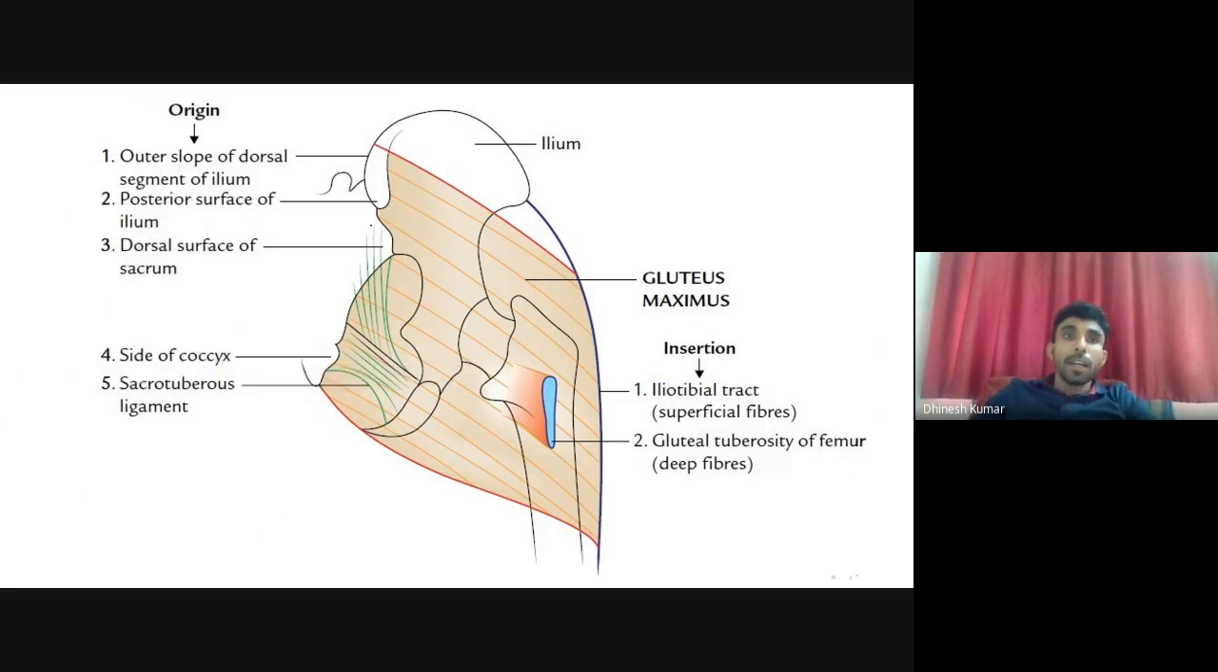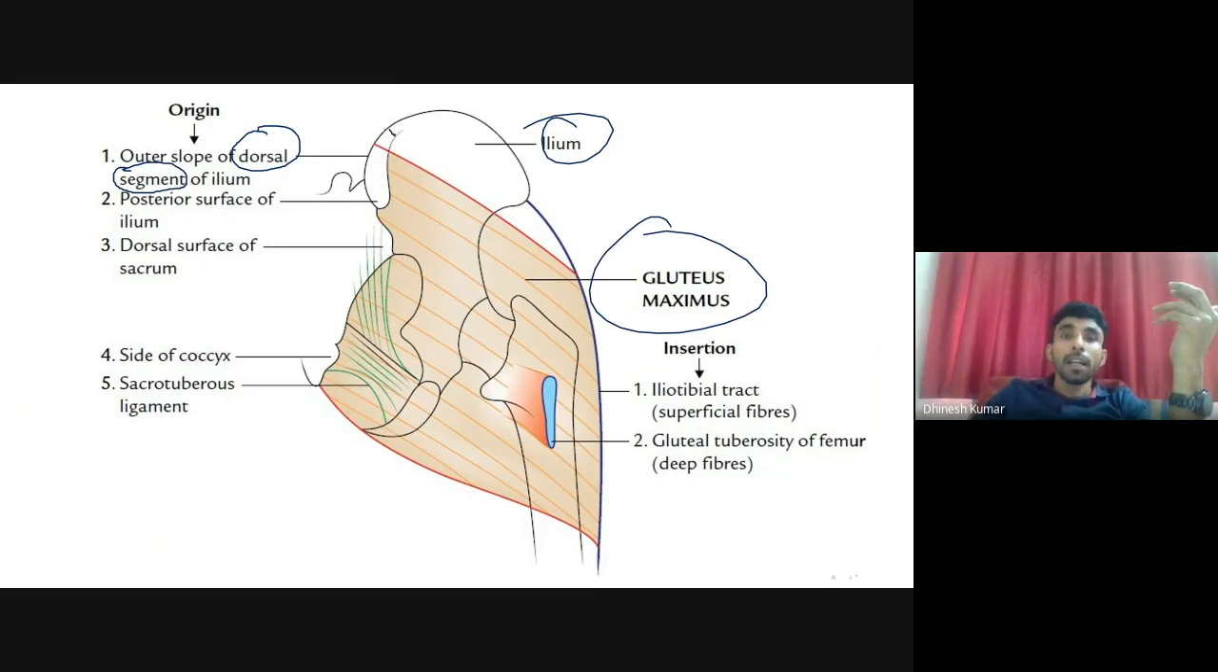You know already, it is a large muscle. It is the largest muscle of the gluteal region, so it has a wide origin. It arises from the posterior surface, dorsal surface, of the ilium bone, then the posterior surface of the iliac crest. This is the iliac crest. And the posterior surface of the sacrum bone and coccyx bone and the sacrotuberous ligament.